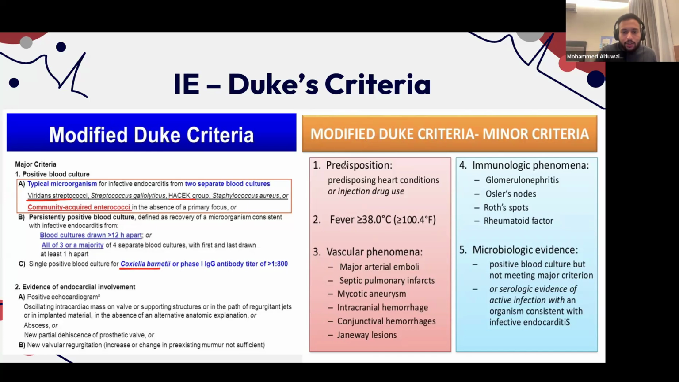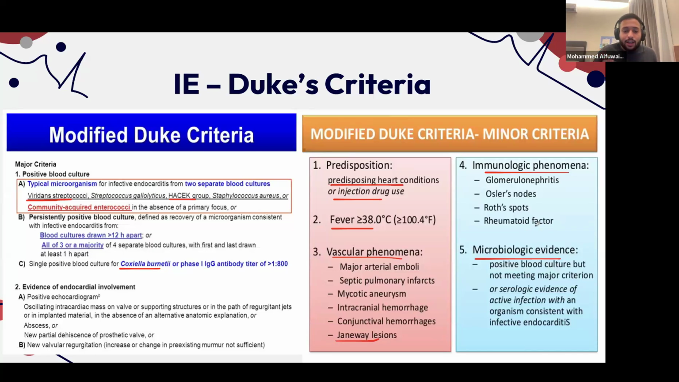For minor criteria, you have predisposition, such as predisposing heart conditions like bicuspid aortic valve, mitral stenosis, mitral regurgitation, mitral valve prolapse, or mechanical heart valves. These are predisposing heart conditions, or any of the congenital cardiac diseases, or injection drug use. Then fever, then the vascular phenomena, such as Janeway lesions, then immunologic phenomena, such as the ones that we mentioned, and microbiologic evidence, positive blood culture that is not meeting any of the major criteria. These are the major and minor criteria.